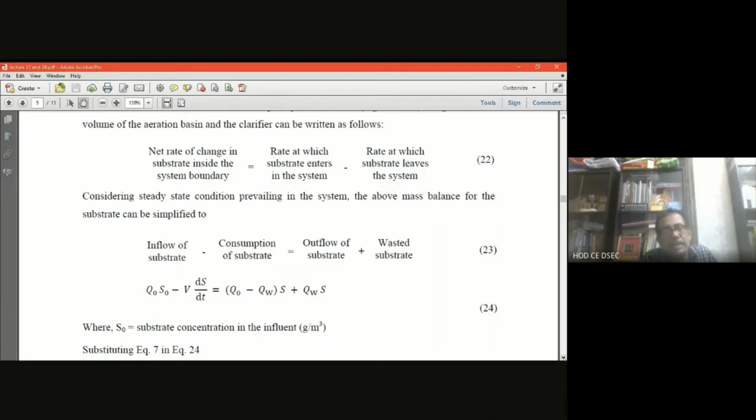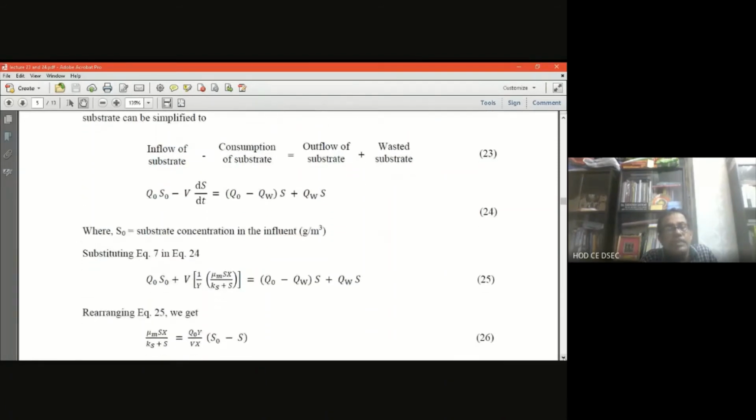Here the difference can be observed between the earlier one and the present mass balance of the substrate. What difference can you see? There, a different concentration, X or Xc, was there in the effluent and in the recirculation, but here the same concentration of the substrate has been considered, that is S. That is the difference. The substrate concentration once entered into the system will be the same throughout. Where S0 is the substrate concentration in the influent.